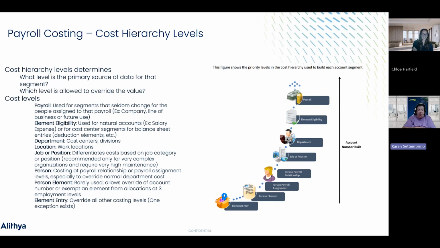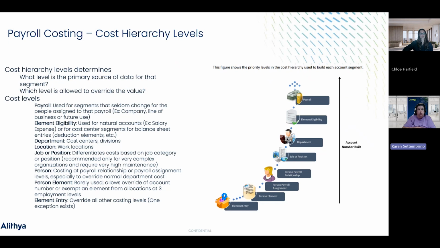A lot of flexibility, yes, but what needs to be understood very clearly, and Chloe, this goes back to the statement you made earlier, in order to make sure this design works for your organization, you must start your project with a design of the chart of accounts. So in order to be able to clearly design how the cost allocation key flexfield is going to work.